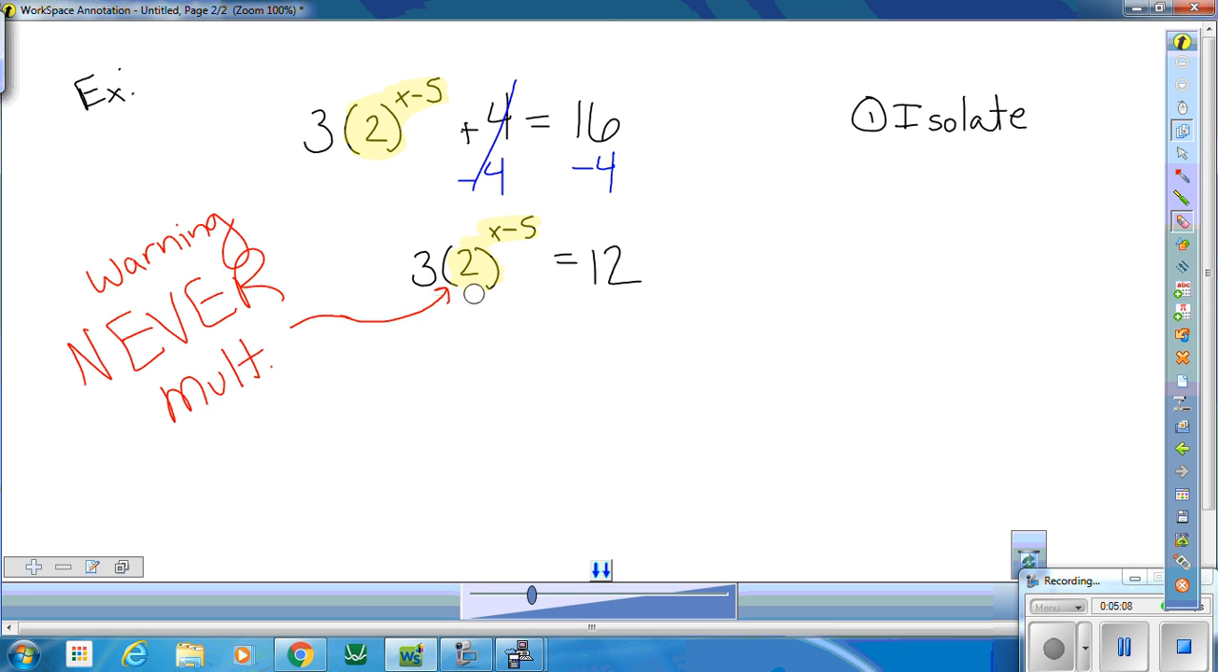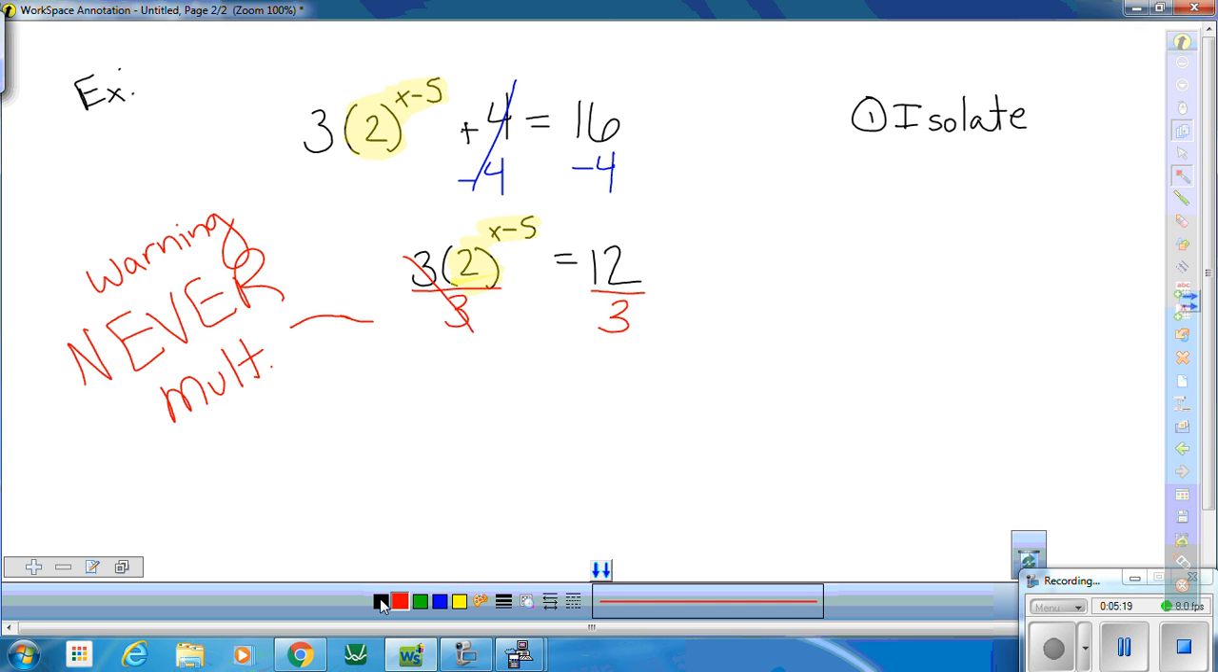So in order to isolate the exponential, to get rid of that 3, I'm going to have to divide both sides by that 3. It goes away. And so now I have 2 to the x minus 5 power is equal to 4. So that was step number 1, to isolate. We had to subtract from both sides, divide both sides. Sometimes you don't have that much to do to isolate it. Sometimes it's already isolated, which makes this step really easy. But that's got to be your first step. The second step is to then rewrite it as its opposite.